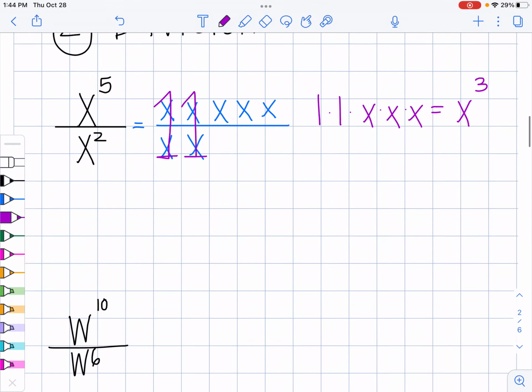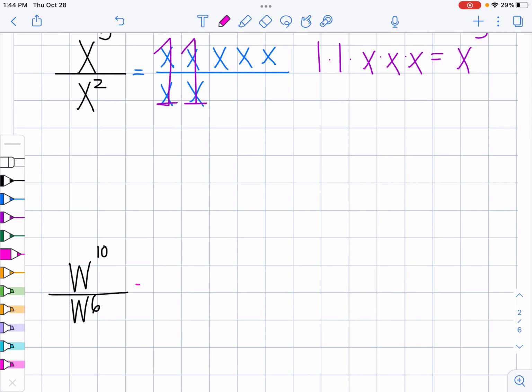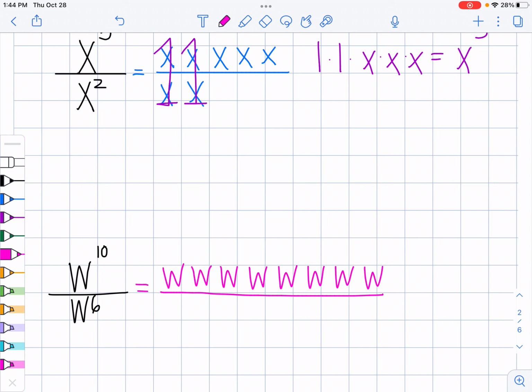Let's try another one. w to the 10th over w to the 6th. So I have 10 w's: 1, 2, 3, 4, 5, 6, 7, 8, 9, 10, and 6 w's on the bottom: 1, 2, 3, 4, 5, 6. Each pair equals 1, equals 1, equals 1, equals 1, equals 1, equals 1. They're canceling each other out.